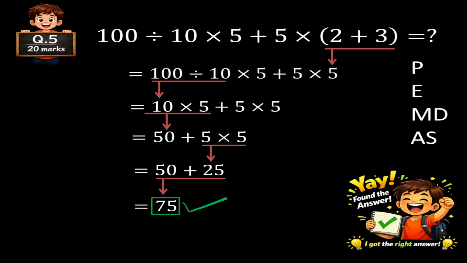So all 5 questions are complete. If you get all questions right, then comment your score 100 out of 100. Okay, and if you get 3 questions right, then comment 60. How much score you get, please comment your score.